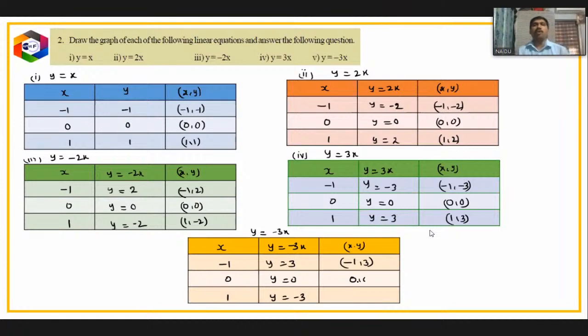Now we have all these points, and on the next page I am going to plot them, so I should be able to remember the points so that I can plot them. And children, I think this is the way you have to take minimum 3 points or the 3 solutions which satisfy the given linear equation.